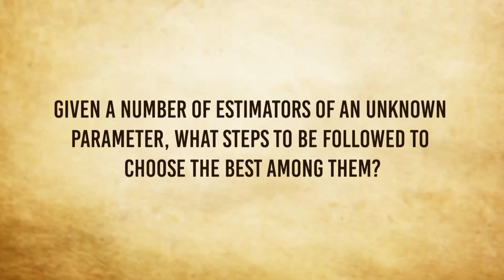So what should be the steps that we'll follow? What do you think? To choose the best among these unbiased estimators, we have two criteria in our hand. One is unbiasedness and the other is minimum variance. First, we'll check which of these estimators are unbiased for theta. Let us see the solution.